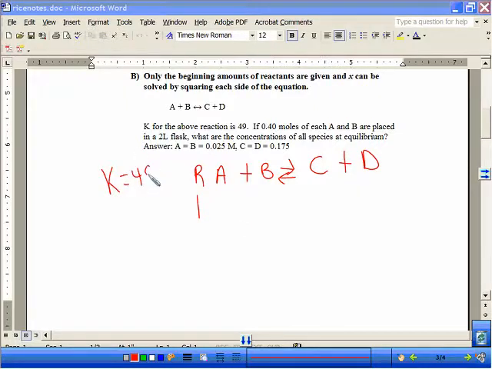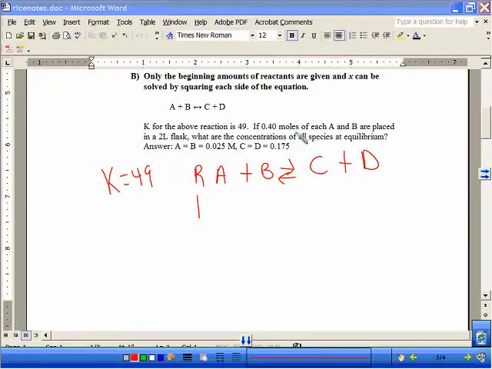K equals 49. The hint I gave them in class, anytime they give you a K value in your RICE table, you will have X's. If they give you a K, you will use X in your RICE table. If you don't know K, then they must have given you some other clue, and you won't be using X's. It says, if 0.4 moles of A and B are placed in a 2-liter flask, what are the concentrations of these at equilibrium? So first off, we would need to change our moles to molarity.